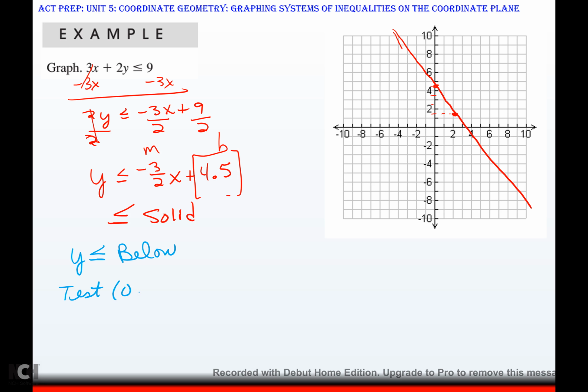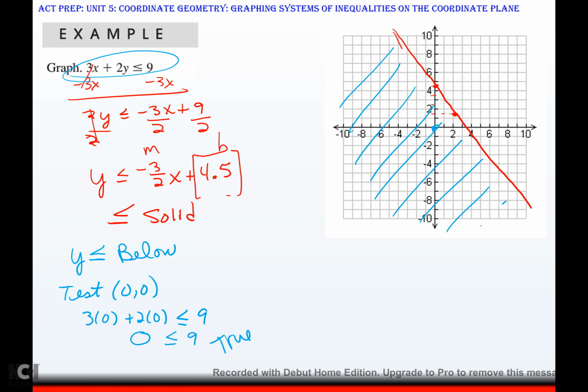Unless my boundary goes through 0, 0, I always test 0, 0 because it makes the math extremely easy. So if I change x and y to 0 in the original problem, I have 3 times 0 plus 2 times 0 less than or equal to 9. That's 0. Is 0 less than or equal to 9? Yes, it's true. So wherever 0, 0 is, that's where I shade. And since, again, it was below, I shade below. Okay?